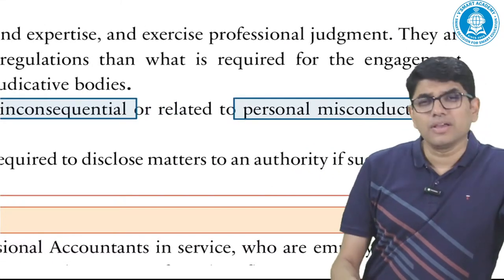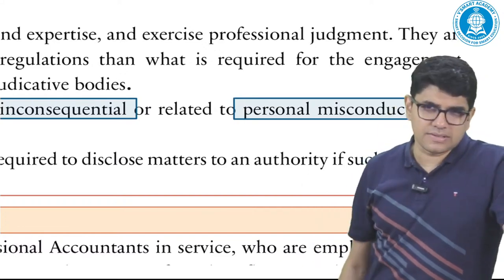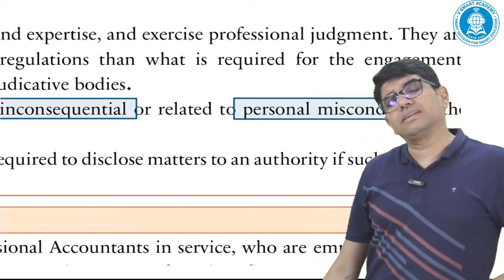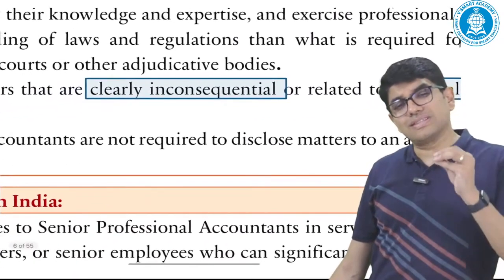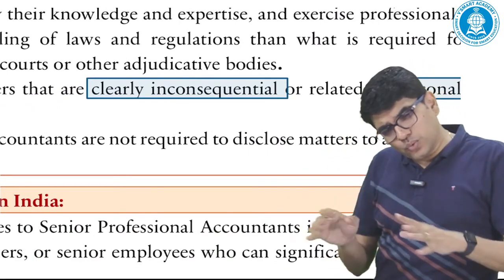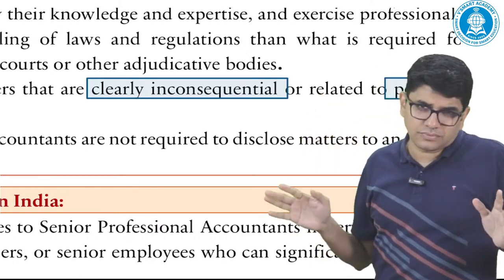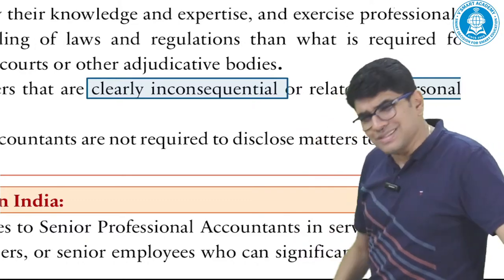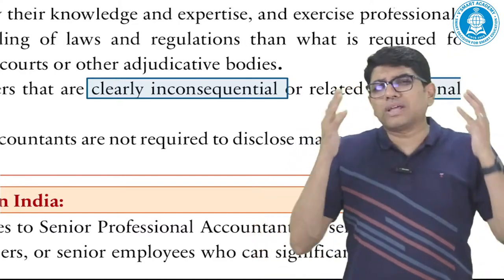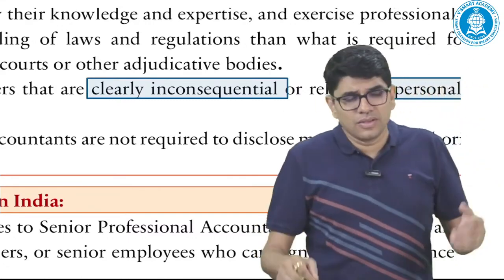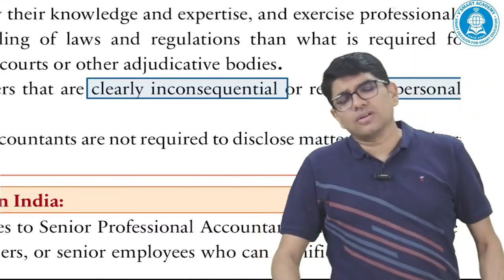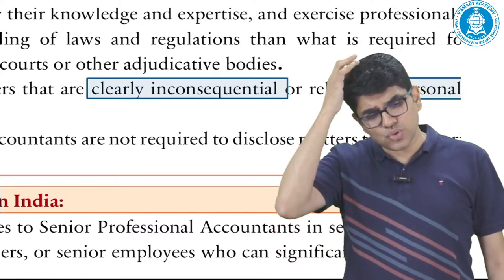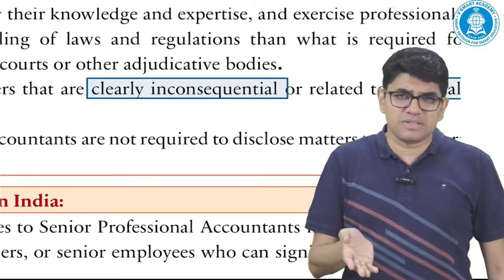Now, one more thing. Suppose there's a non-compliance by the company which you are auditing or the company in which you are working, and it is highly inconsequential. Inconsequential means importance-wise extremely small, or simply immaterial. It is not having any consequences. It doesn't matter. So if non-compliance is inconsequential, we are not supposed to apply NOCLAR there. If there's a personal misconduct, again, we are not supposed to apply NOCLAR there. They are repeating the point of personal misconduct. It's absolutely fine.